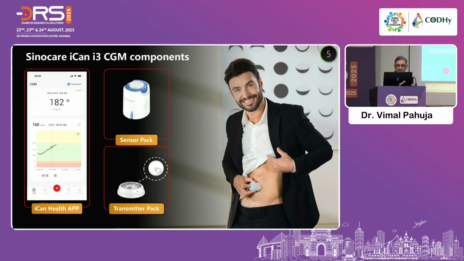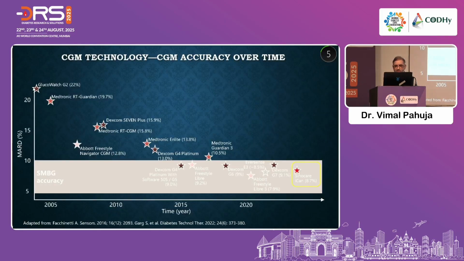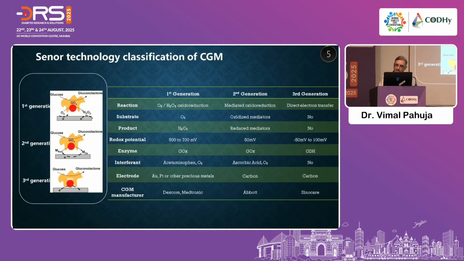This is a newer sensor which we have, the i3 sensor, third generation sensor, and you can see there's a sensor pack, a transmitter, and a health app which is there on the mobile, and you can put it on the abdomen, and now it has been approved also to be inserted on the upper arm. And MARD accuracy, you can see closest which comes is the Abbott FreeStyle Libre, but this is also not far, 8.71. So it's a very good mark, showing it is very accurate as well.